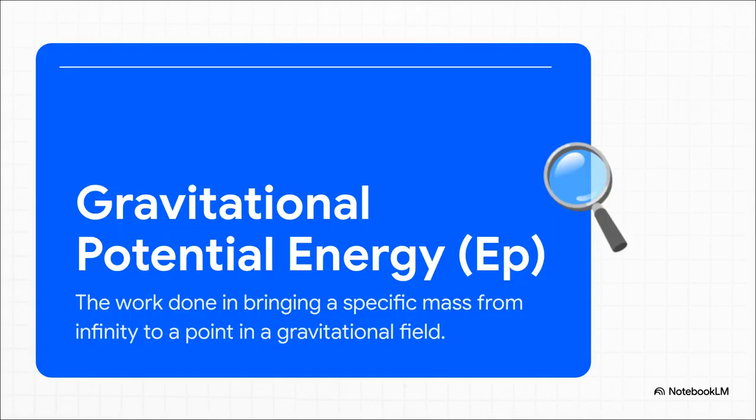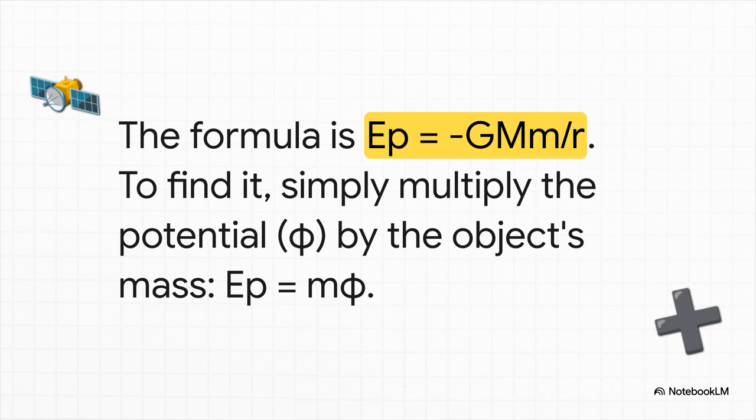Then we have gravitational potential energy. Now this is different. This isn't just about the location. It's the actual energy a specific object, like a satellite or the moon, has because it's sitting at that point in space. It's personal to the object. And the formula shows this perfectly. It's almost the same, negative G, big M, but now we have little m, the mass of our object. So here's the simple connection.